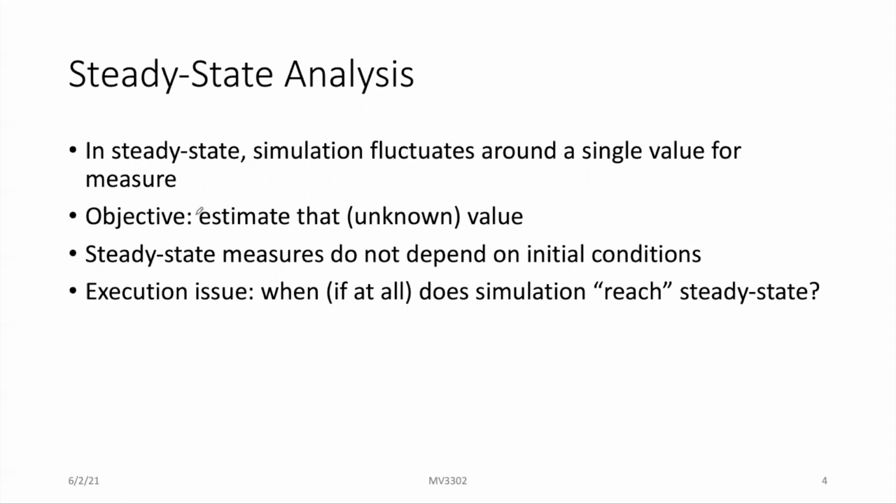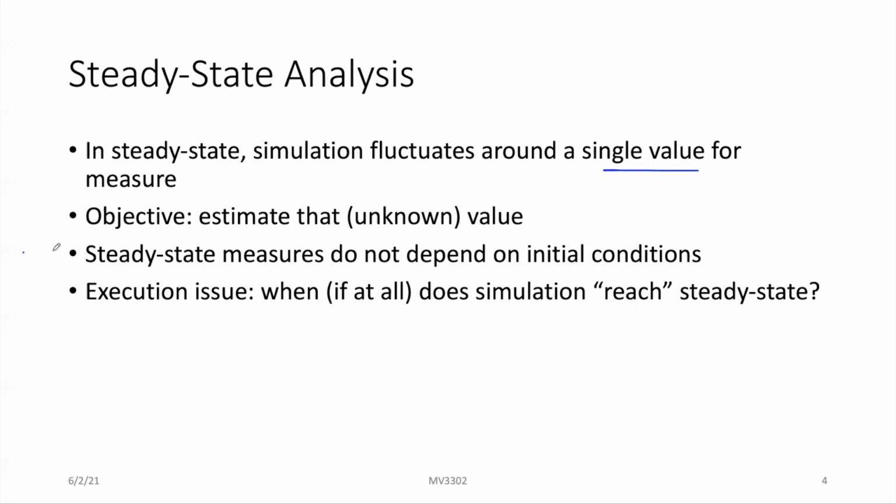And what does steady state mean? Steady state means that the simulation is fluctuating around a single value for each measure. In other words, each of our measures, such as our delay in queue, is going to have one single value that it basically settles down to, or it blows up. It'll either blow up, and we'll find that out soon enough, or it fluctuates around this single value, and that single value is what we're after. So our objective is now to estimate what that unknown value is, and that's just a single value.